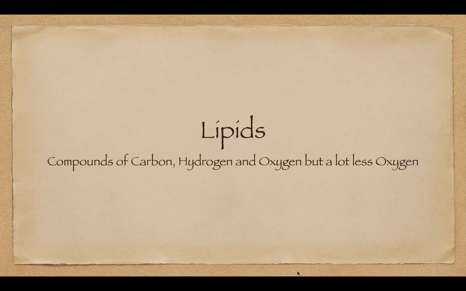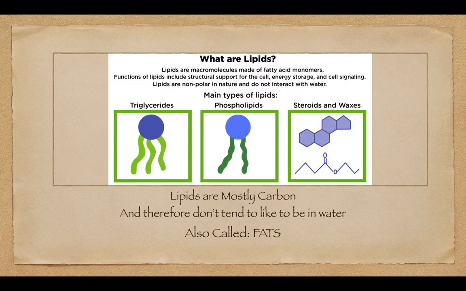and they have the same three types of atoms: carbon, hydrogen, and oxygen. They have a lot less oxygen and actually a lot less hydrogen as well. Lipids are mostly carbon, and therefore they don't tend to like to be in water. Another name for lipids is fats. And there are three basic types of lipids we'll be dealing with.